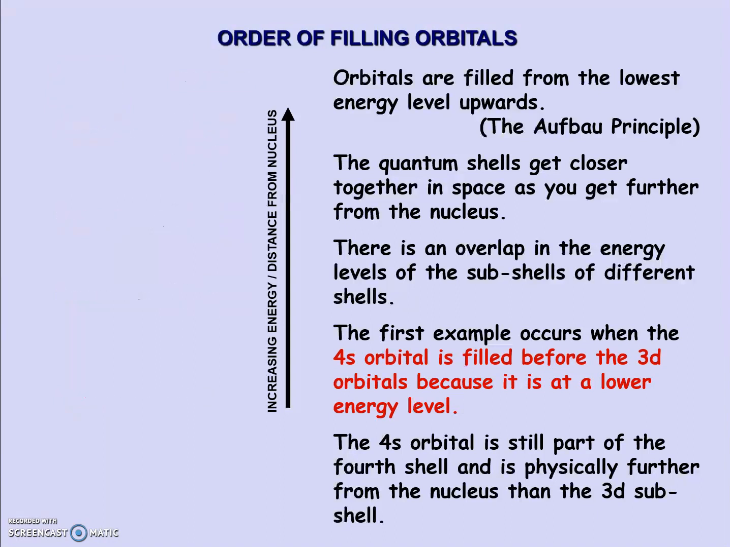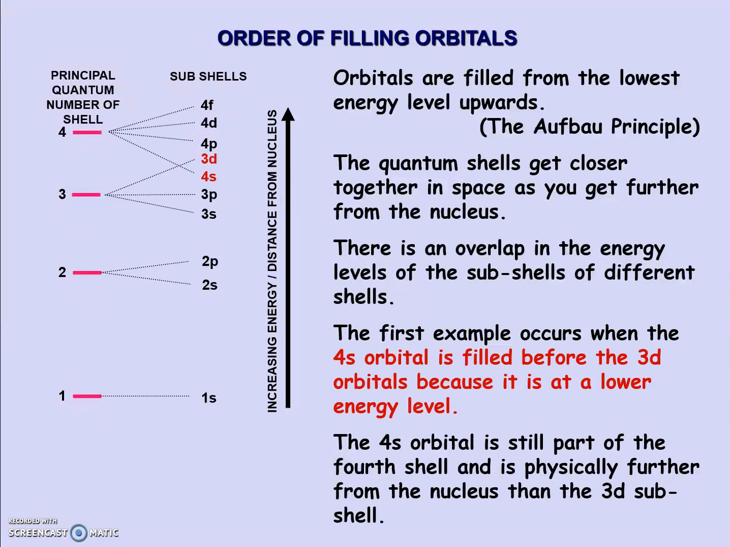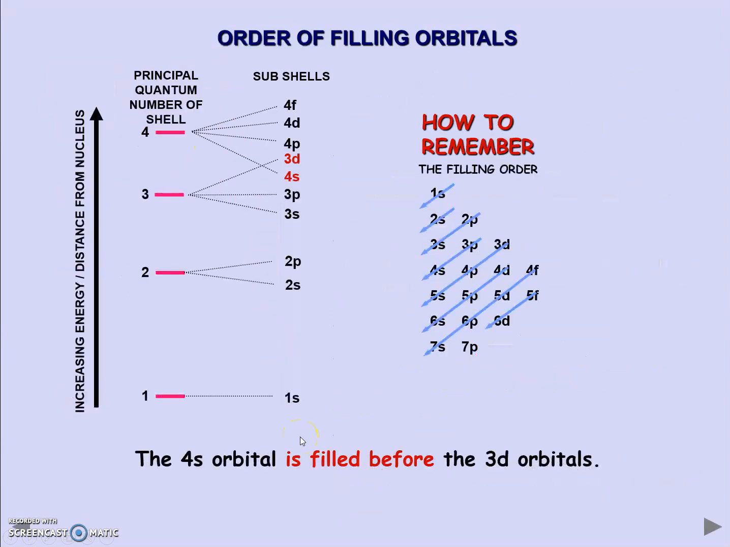So in actual fact, what we'll do is change our order so that we fill our subshells in the order of 1s, 2s, 2p, 3s, 3p, 4s, 3d, 4p, 4d, 4f. Now, how do you know how to remember this? There are a couple of ways. The first way is the arrow method.